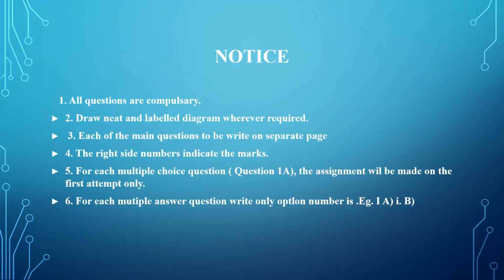Now see, the last point, for each multiple choice question, write only the option number. See, for example, if the first answer A is correct, or the second, B is correct, you have to just write the letter. You don't have to write the answer. See, if option A is correct, you have to write option A. If B is correct, so just B. C is correct, so C. So for that multiple choice question, you are supposed to write only what, students? Only the option. You are not supposed to write the whole statement and the answer.